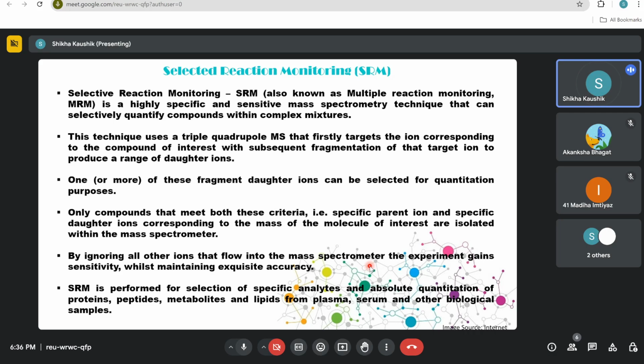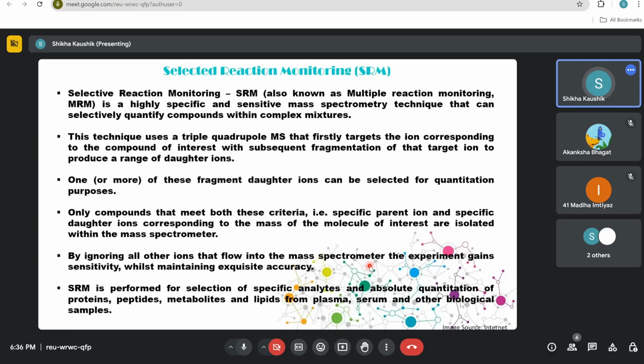Once you have range of daughter ions, in case of SRM, you will again going to select a particular daughter ion or ions. You can select 2 or 3 depending upon what you want to study. You can select one or more, but at the same time, you are doing a kind of a selection. So you have range of daughter ions, but you are selecting some fragments from there, and then you are sending it for quantitation.